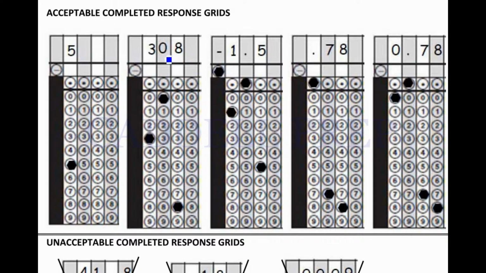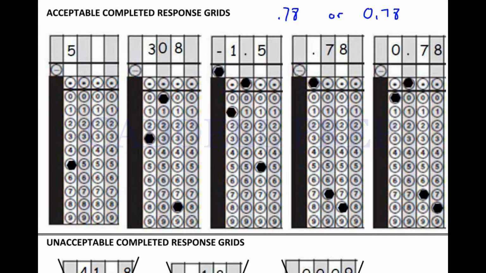So let's look at how to fill in the answer choices. If the answer is 5, we're going to put it in the first column. We're going to write the number 5 and then bubble in the number 5. If we have a larger number, we're still going to start at the first column with the numbers 3, 0, 8, and then bubble in the 3, the 0, and the 8. It's worth pointing out that an answer can be negative. There is a spot to bubble in a negative. If we get the answer 0.78, we can write .78 or 0.78 as shown here.